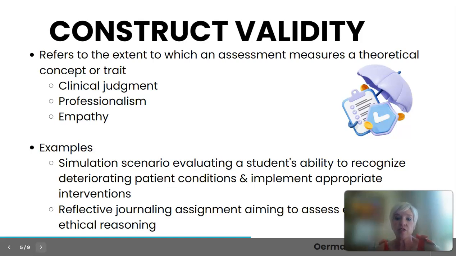Some examples of construct validity include a simulation scenario that evaluates a student's ability to recognize deteriorating patient conditions and implement appropriate interventions, which would measure the construct of clinical decision making. Another example would be a reflective journal that aims to assess empathy and ethical reasoning.